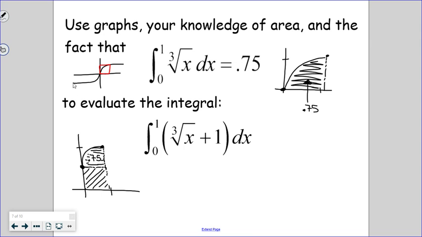Well, that part is now a shape that we do know how to find, right? That's just a rectangle that has a base of 1 and a height of 1, so I would add to it the area of that rectangle, 1. So 1 plus the 0.75 that's on top of that would give us a total area under our curve of 1.75.